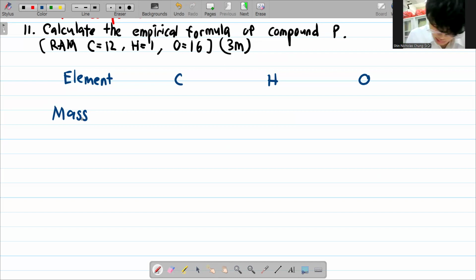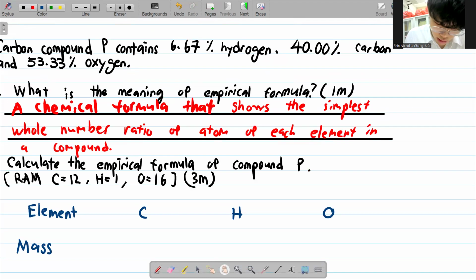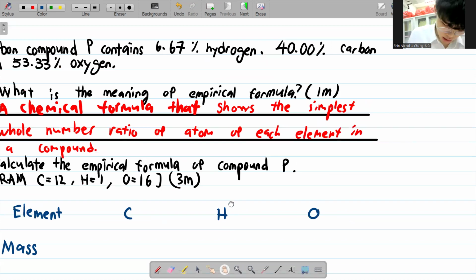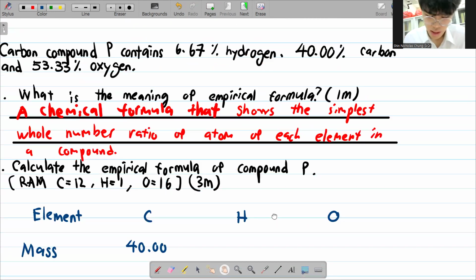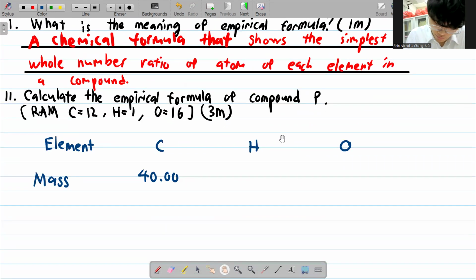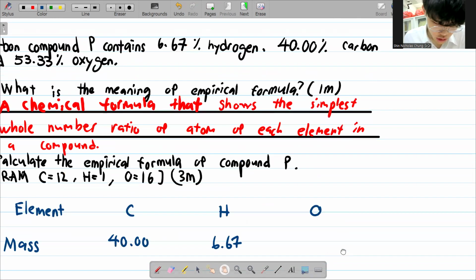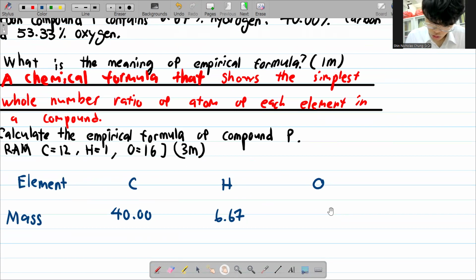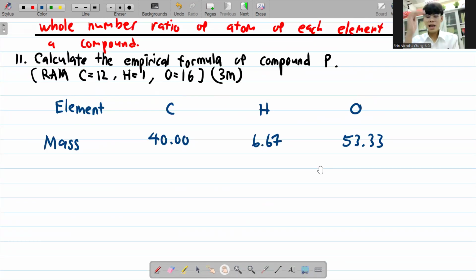Mass, how much is it? We have carbon, how much? Carbon as 40%. And hydrogen as how much? Hydrogen at 6.67. Then our oxygen, how much? 53.33. Very nice.